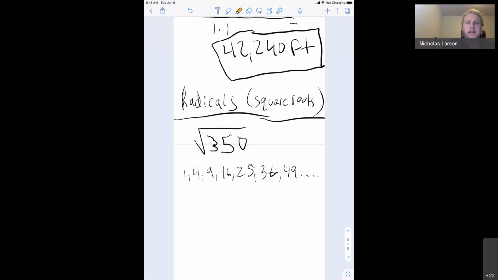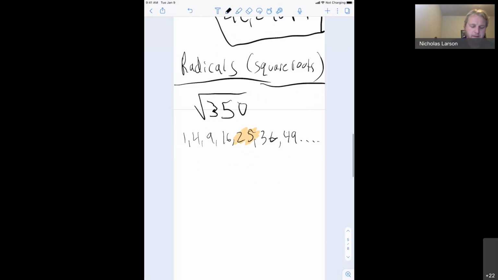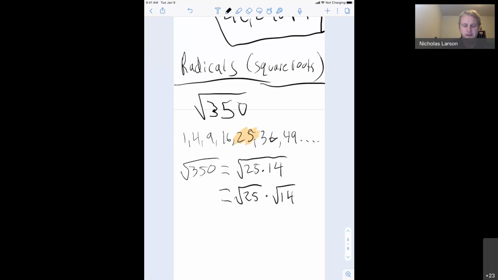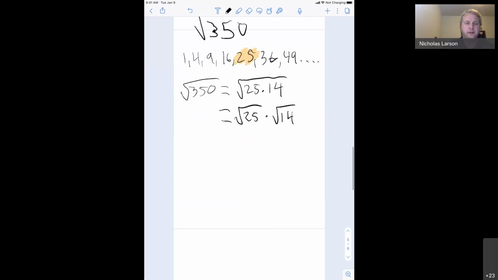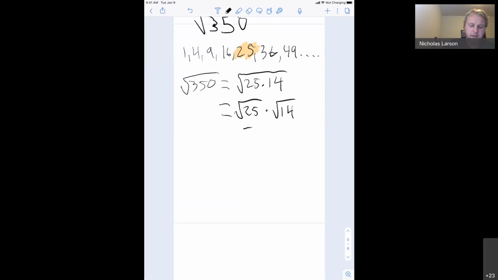And we want to find one that multiplies into 350. And the one that does is 25. So I'm going to rewrite the square root of 350 as the square root of 25 times 14. And I can change this up. I can split this apart. So I'm going to write this as the square root of 25 multiplied by the square root of 14. The square root of 25, we should know that one. That's going to be 5. So this equals 5 times the square root of 14.